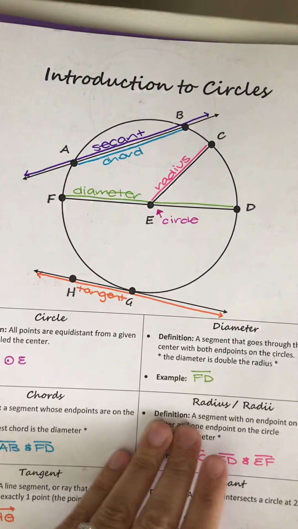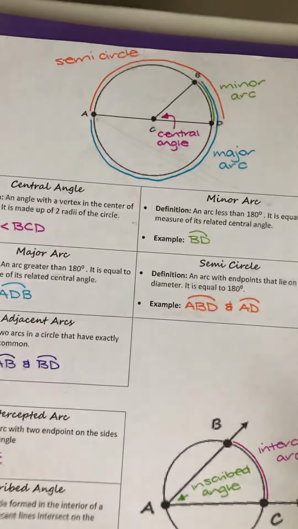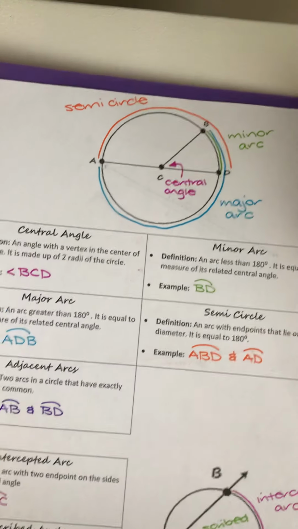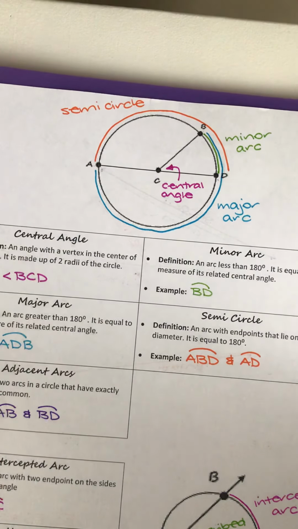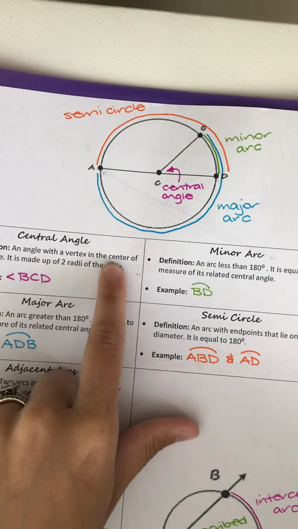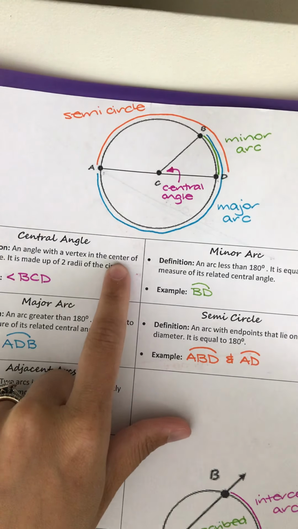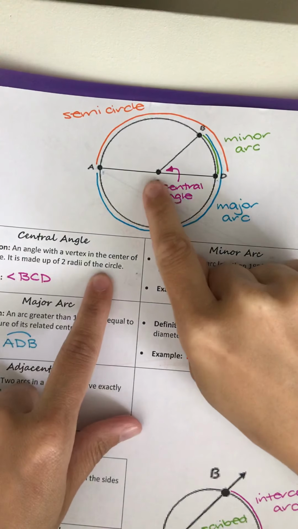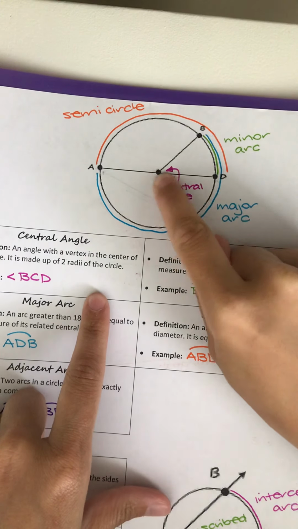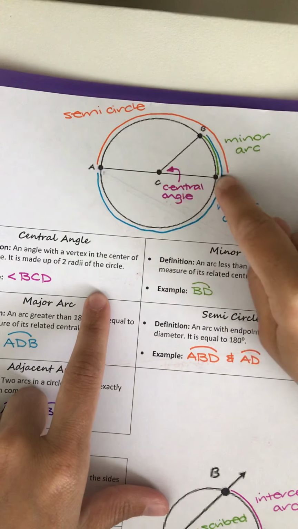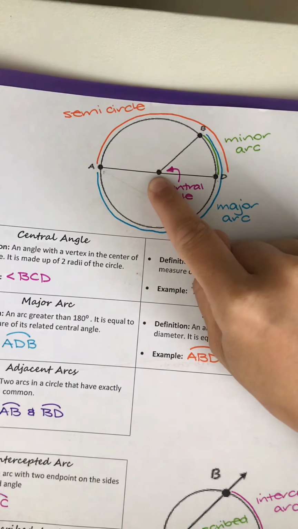All right. Flipping to the back, we talk about some angles, which we'll get into a little bit later in chapter 10. Your central angle is an angle with a vertex in the center of the circle. These are all vocabulary words from the beginning of the year. So angle BCD is a central angle. My vertex is that center point.